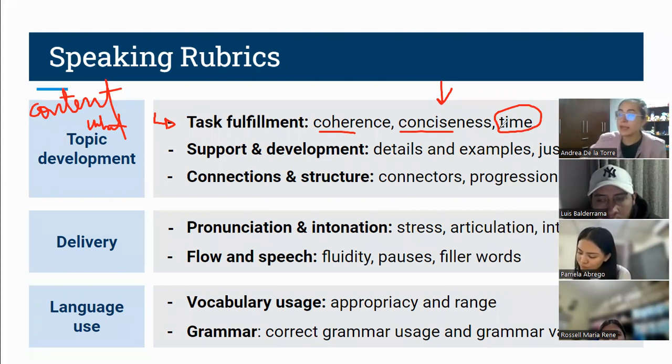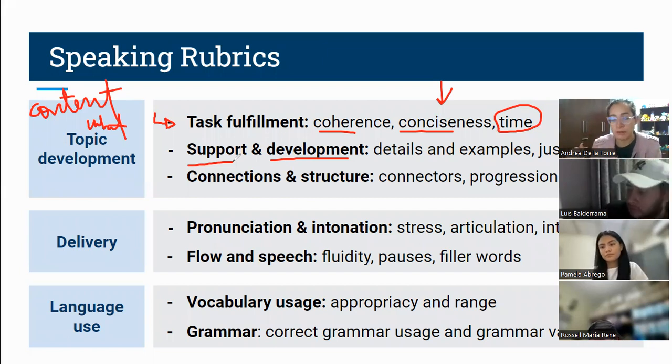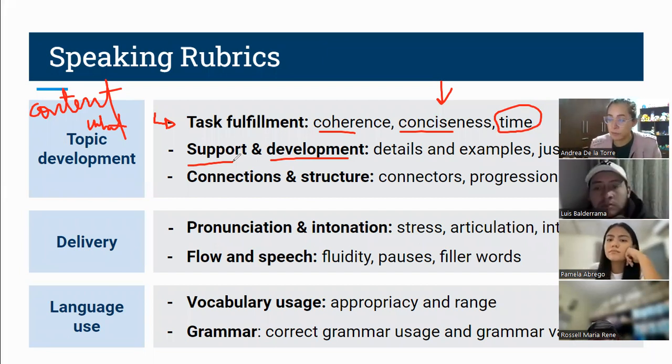But what they do say is that your idea should be well developed and well supported. Support and development is another thing they want. And this basically means that your response has certain depth, that you're not just saying things superficially, but you're explaining them with appropriate details, with appropriate examples, explanations, justifications. So you need to explain and develop your ideas. You can't just leave them there hanging, right? It has to be well developed.